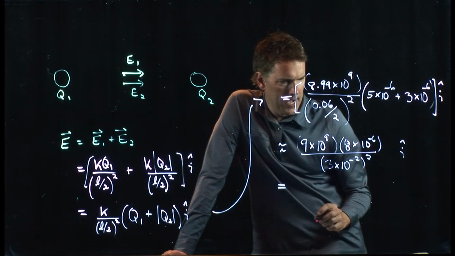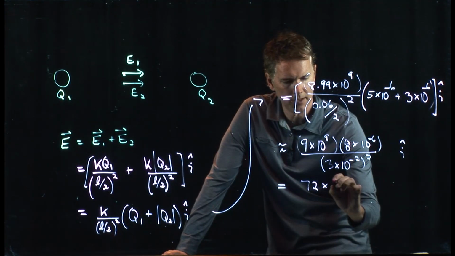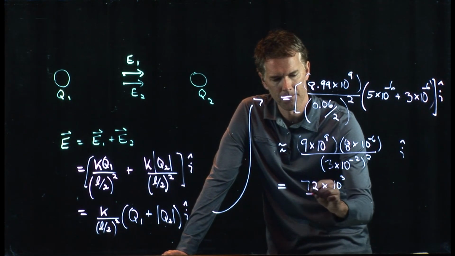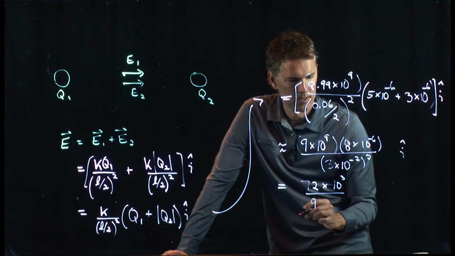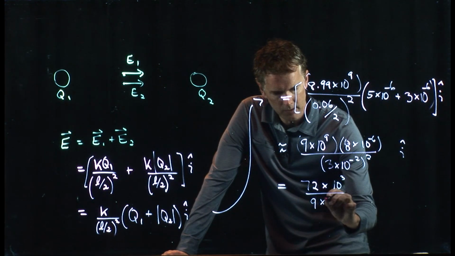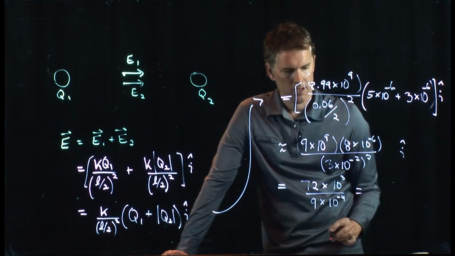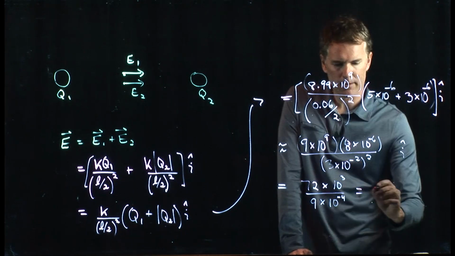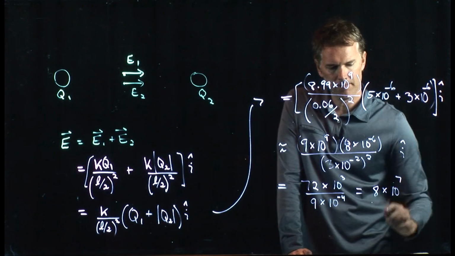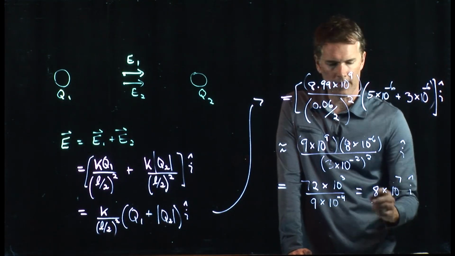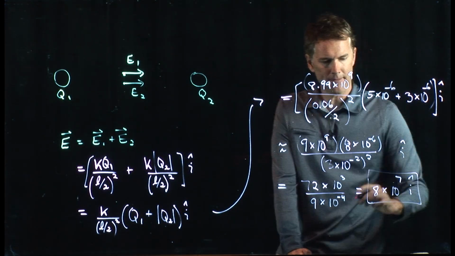All right. 9 times 8 is 72. We have a 10 to the 9 and a 10 to the minus 6, so that's 10 to the 3. Downstairs we have 3 squared, which is 9, and 10 to the minus 2 squared is 10 to the minus 4. So 72 over 9, we just went backwards. It's 8 times 10 to the 7 in the I hat direction. So that's my guess. What did you get? That's the answer? Okay, good. 8 times 10 to the 7.